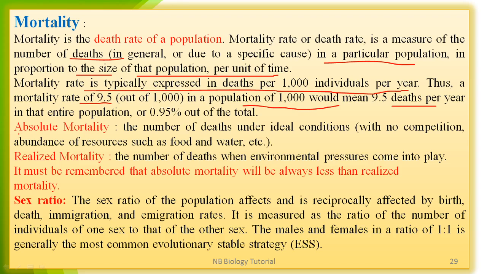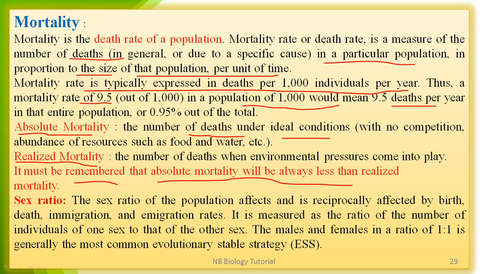Again, there are two types: absolute mortality and realized mortality. What is absolute mortality? That is the number of deaths under ideal conditions, meaning there is no competition and an abundance of resources such as food and water. Realized mortality means the number of deaths when environmental pressure comes into play. Remember that absolute mortality will always be less than realized mortality.